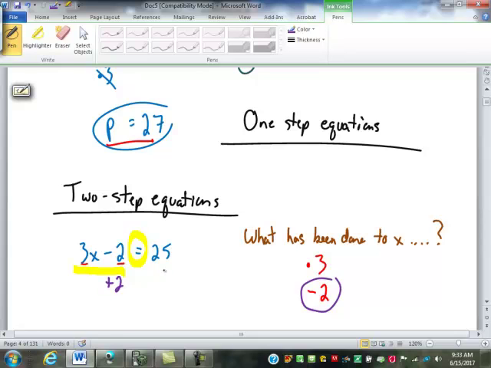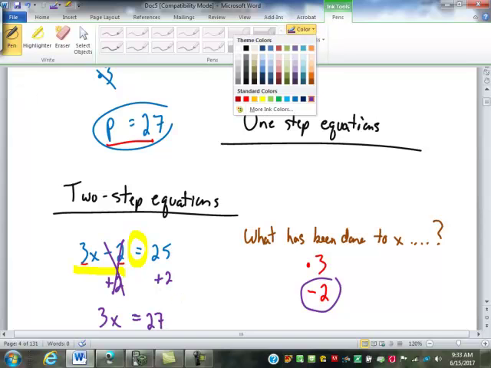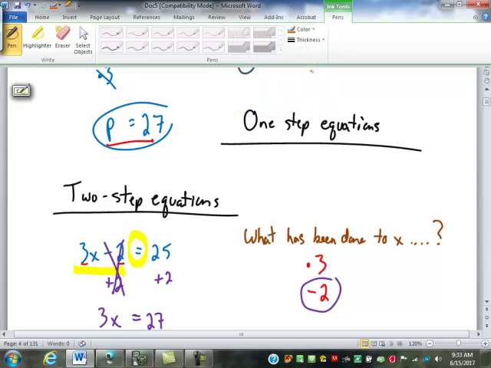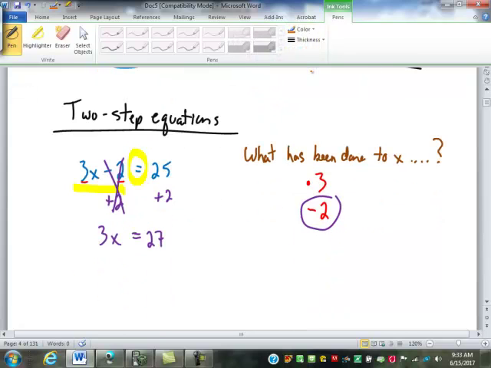Add 2. And we have to make sure we do it to both sides. Over here, adding 2 is removing that subtracting 2, leaving us with 3x. Over here, 25 plus 2 is 27. And then we have to get rid of the multiplying by 3 by dividing by 3. There we go. So that cancels out the multiplying by 3. 27 divided by 3 is 9.